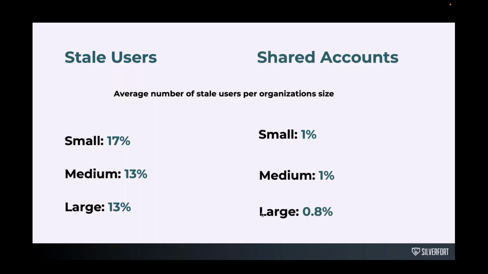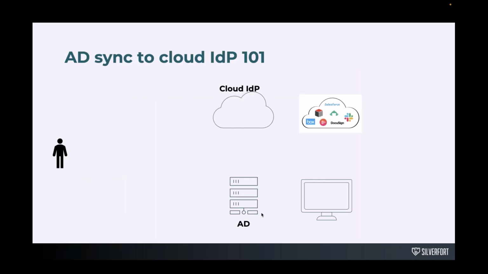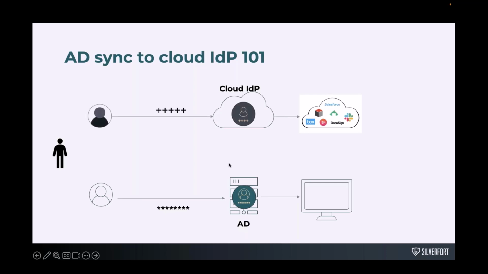Now I want to tie it all together and basically say, we all know what AD sync to cloud IDP is, right? You have Active Directory and you have a cloud IDP. It could be Okta, it could be Azure AD. The same, by the way, holds true about federation services. These are two different products, right? So this person has a user account and password configured in Active Directory, and also a user account and a password configured in the cloud IDP. With this one, he accesses SaaS apps, and here he accesses resources on-prem. Of course, this contradicts the whole notion of SSO.